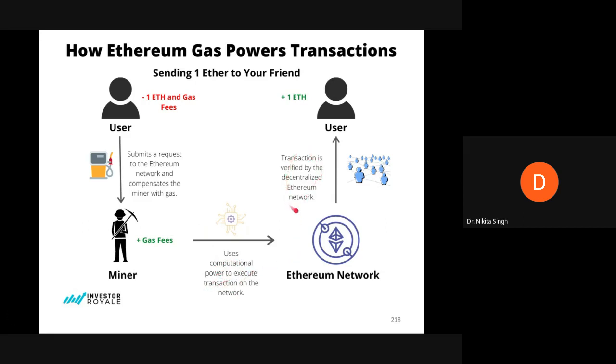Then the transaction is verified by the decentralized Ethereum network. Only after the transaction is recorded in the block and the block is added to the Ethereum blockchain, only then is the transaction considered a success. And then this one ether is transferred to the user.